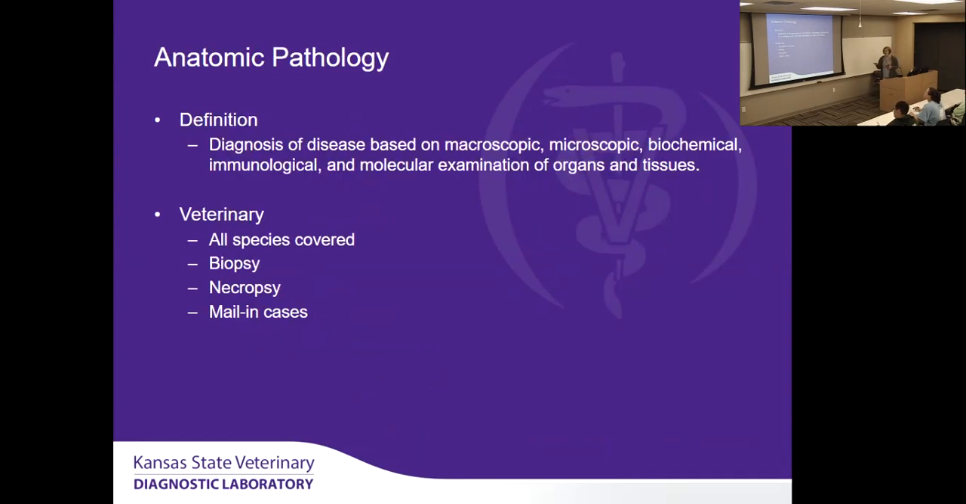And then obviously for veterinary pathology, we are covering anything that shows up. So we never know what's going to walk in the door. We do necropsies every day, Monday to Friday, and on Saturdays. And it can be anything from a cow to a tiger to a chicken. We never have any idea what's going to show up. We do biopsies, as I mentioned, and then what we call mailing cases.